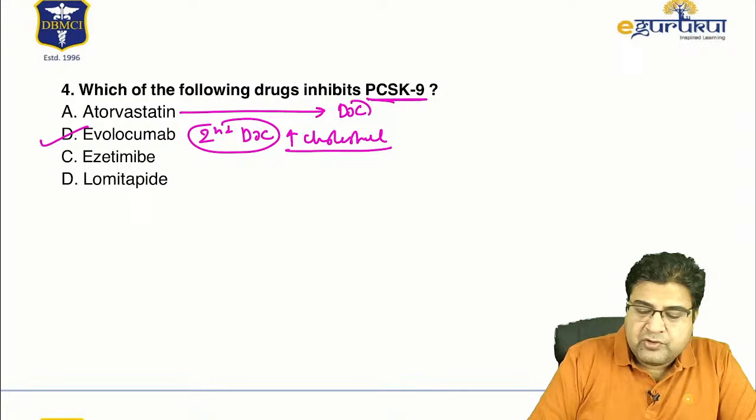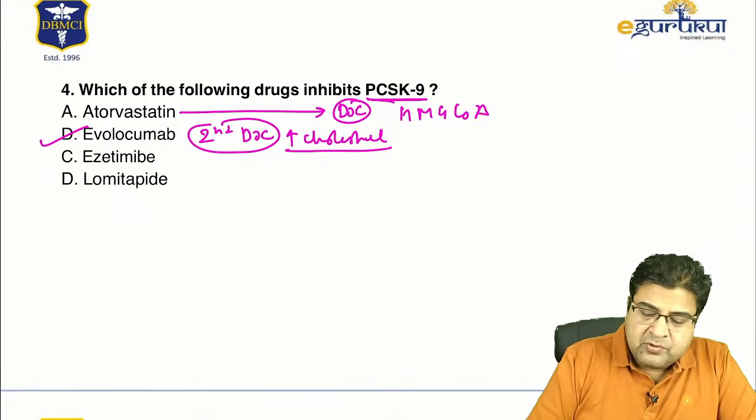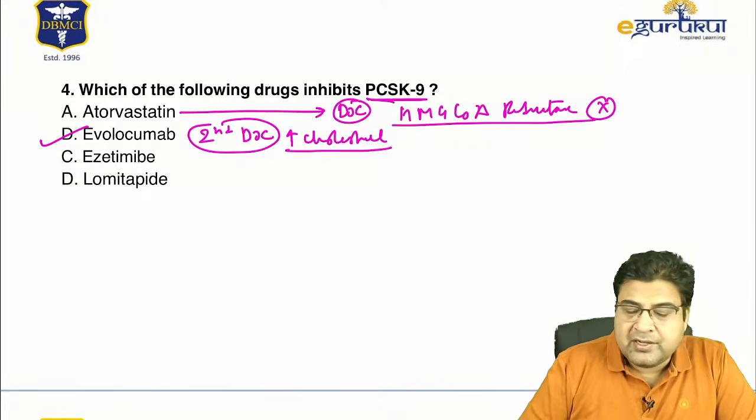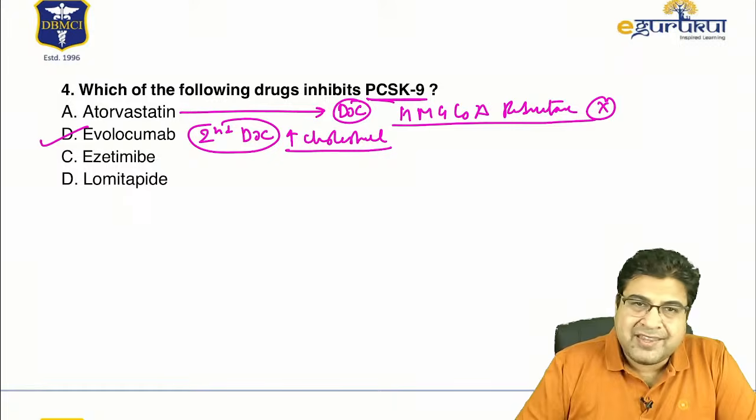Atorvastatin is a drug of choice for hypercholesterolemia. This is an HMG-CoA reductase inhibitor. So this medicine is an HMG-CoA reductase inhibitor. Evolocumab is a second drug of choice.